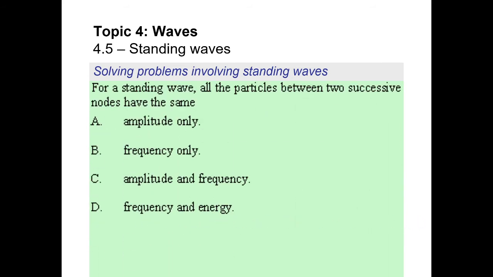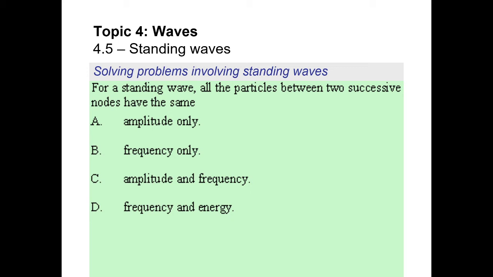Okay. Next, for a standing wave, all the particles between two successive nodes have the same A, amplitude only, B, frequency only, C, amplitude and frequency, or D, frequency and energy. Okay, so we're talking about a standing wave, so that would be the red one that's oscillating up and down. Well, if you have two successive nodes, we can't really say that they have the same amplitude. Okay, their displacement is zero, but the amplitude of the wave is from equilibrium to the point of maximum displacement.